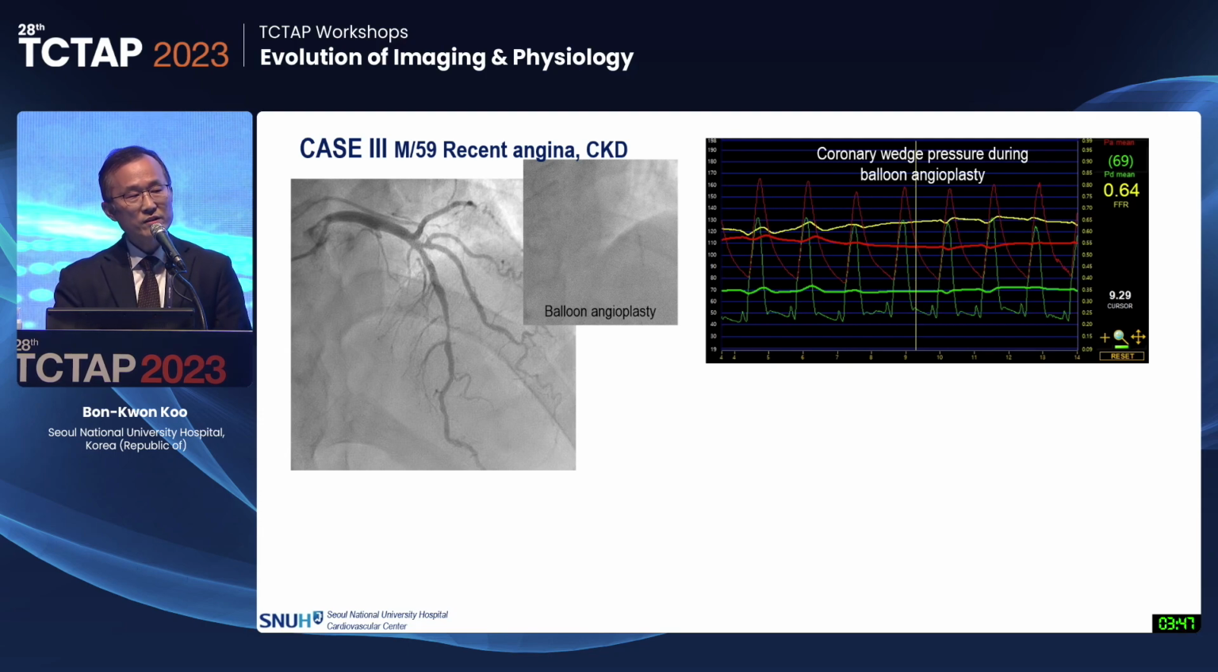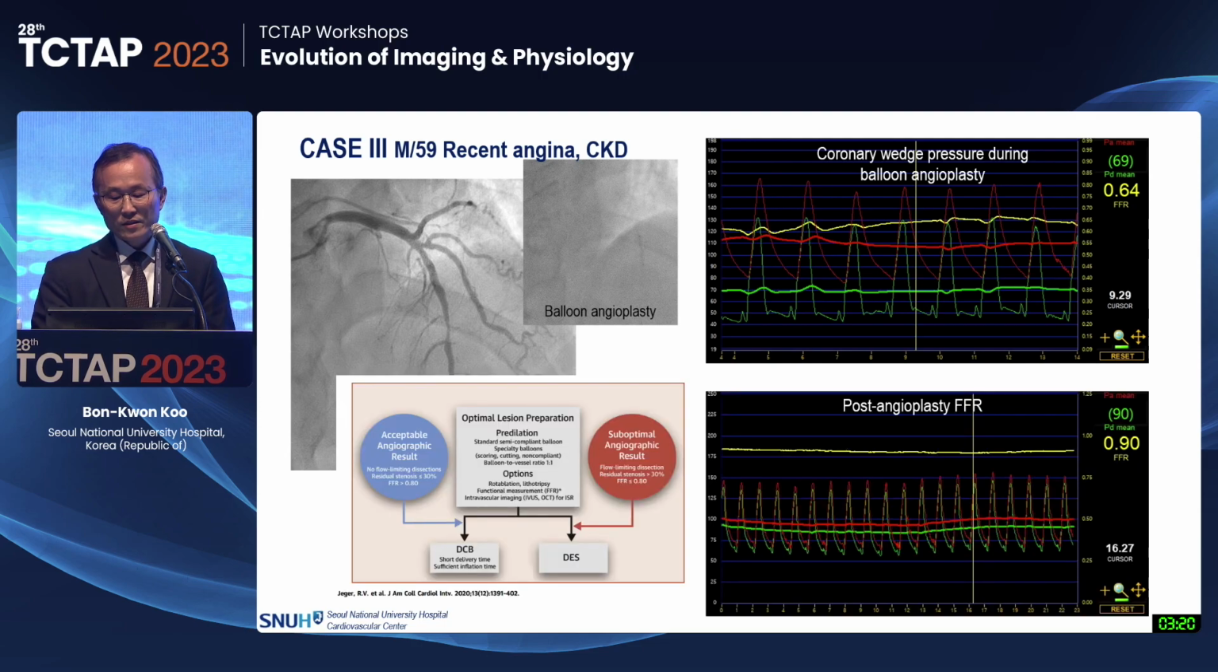so I can measure this pressure, which we call a coronary wedge pressure, which is 69, which is relatively high than usual, and which means that even if this vessel is occluded, the risk of clinically significant MI is relatively low in this case. So the question is how we can reduce the contrast amount and also do a procedural evaluation with these images.